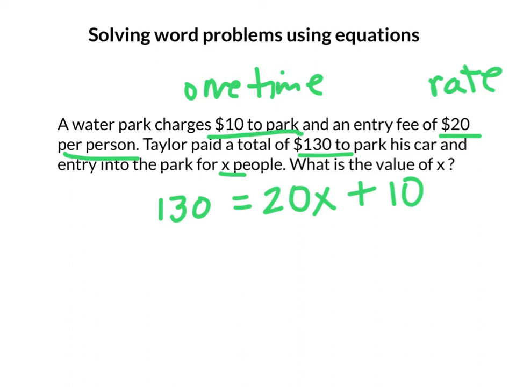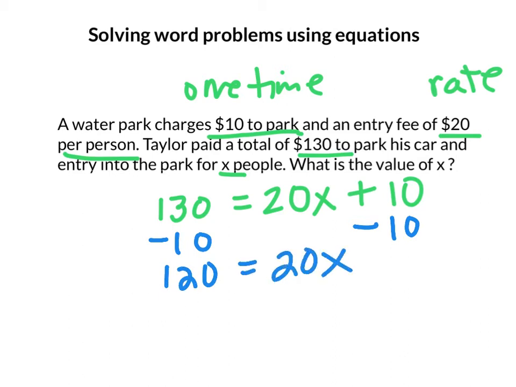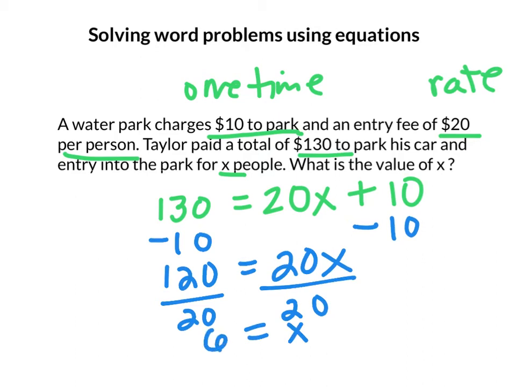Since they added 10, I'm going to subtract 10 on both sides of the equal sign. So I have 120 is equal to 20x, and then they've multiplied by 20, so I'm going to divide by 20 on both sides of the equal sign. So our x, or our number of people, is going to be equal to 6.